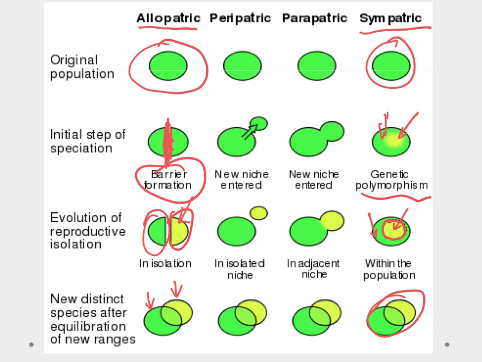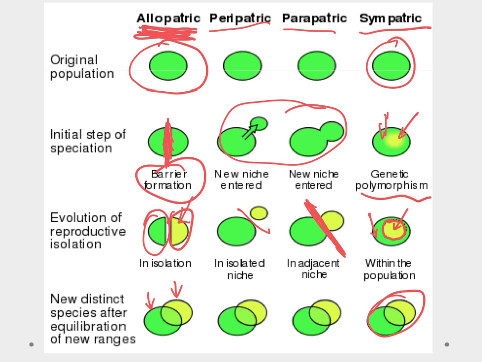Now, we can see some different ones here. Peripatric and parapatric, what we're looking at is going into a new niche, okay? And then it can either be isolated or not, becomes behavioral. Okay, so allopatric is going to be geographical separation. Sympatric will be more behavioral separation. And you can kind of see that it can be a little bit the same as well.